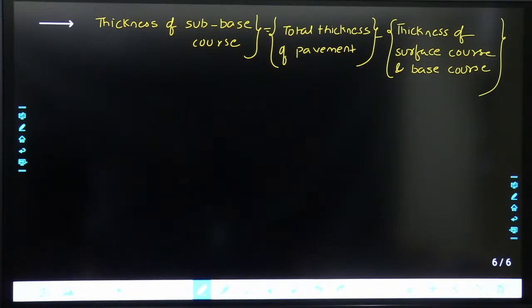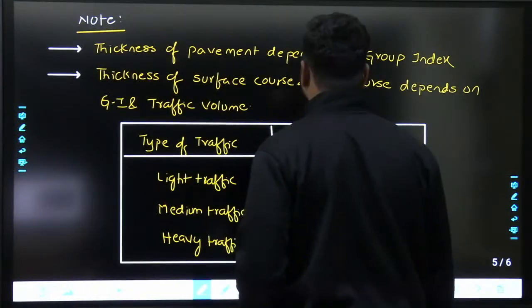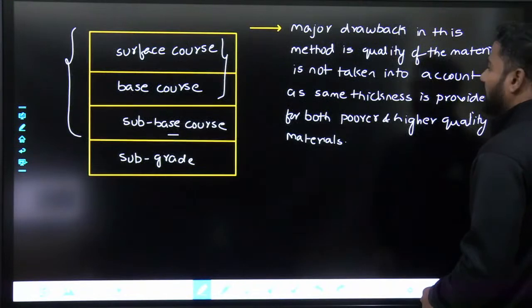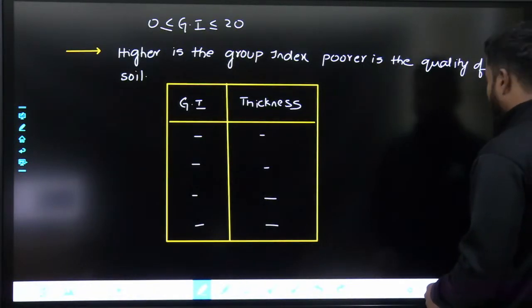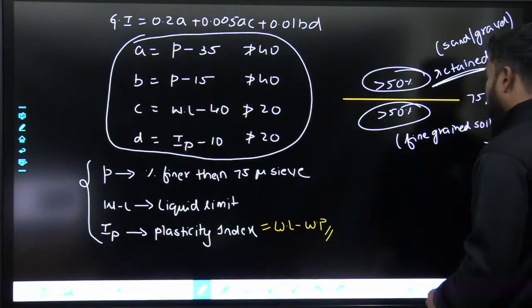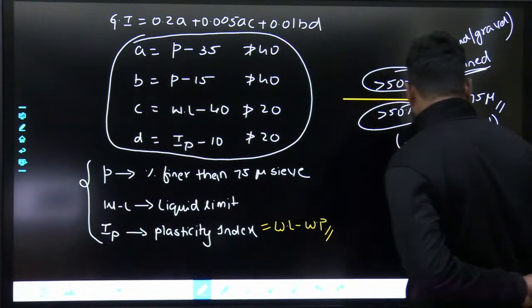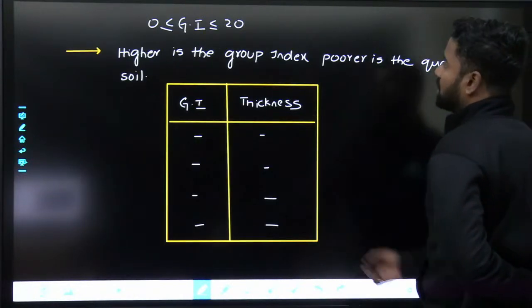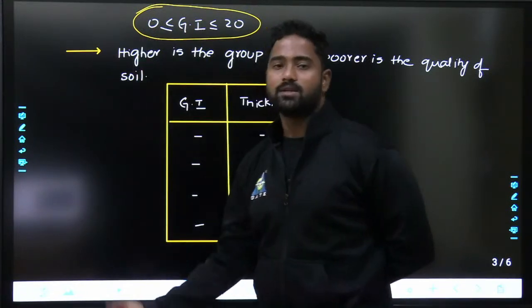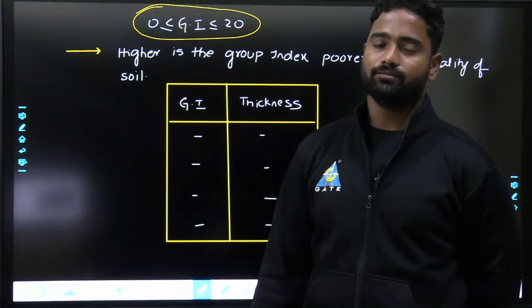Fine. So you are asking why the a value was taken as 0 when it was negative. The thing is, group index cannot be negative. As I said, group index will generally be in the range of 0 to 20. That is the reason he might have taken a equals to 0. It can't be negative. Fine.